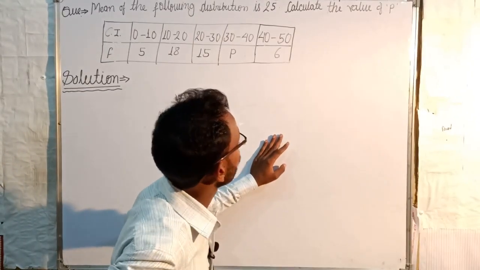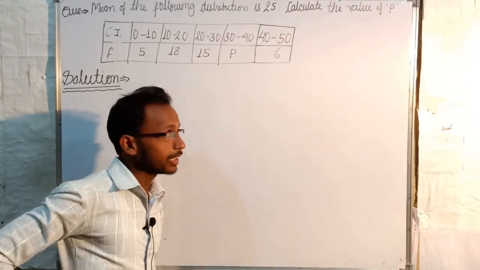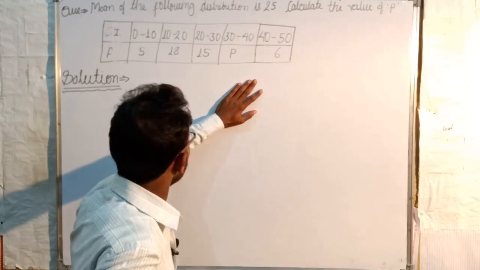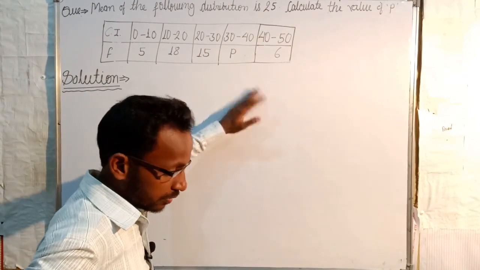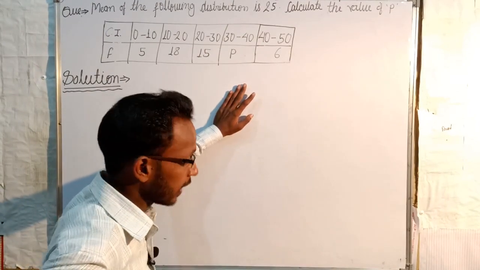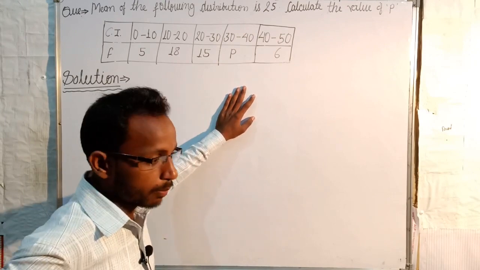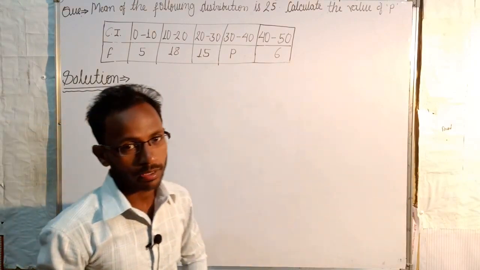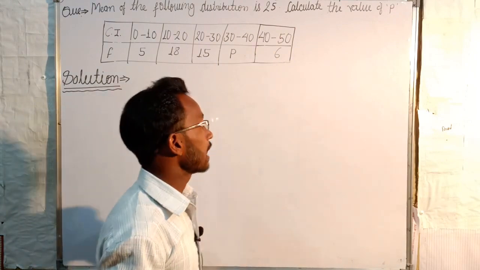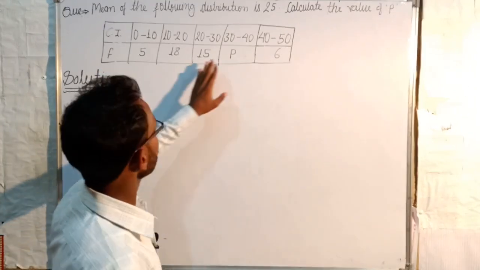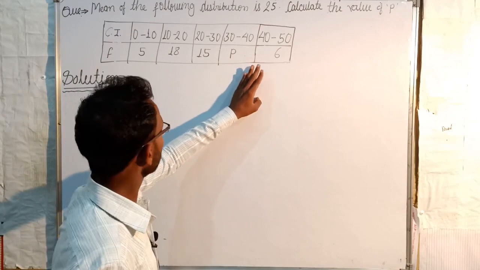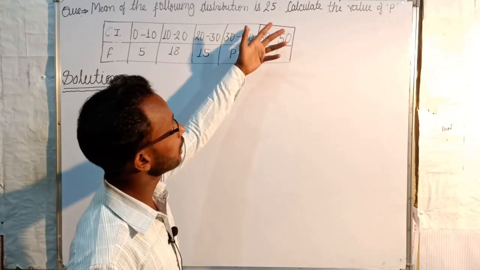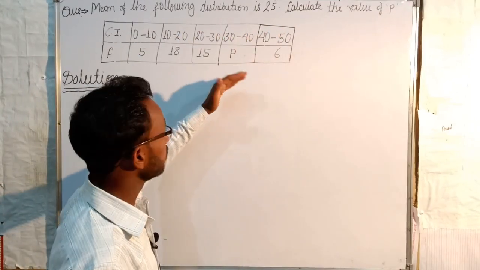Students, today I am solving another type of question in your statistics chapter. In the previous class we studied how to find the arithmetic mean by the step deviation method, assumed mean method and direct method. Today we will solve the type of question in which one frequency is missing and the arithmetic mean is already given, and you will have to find the missing frequency.